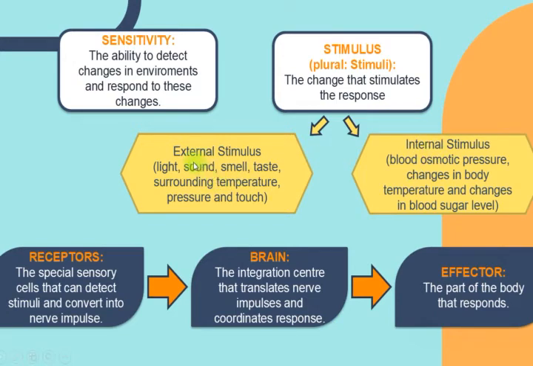What are examples of external stimulus? They are light, sound, smell of food, taste, and also surrounding temperature, pressure, and touch. All of these are external stimulus. Internal stimulus refers to the stimulus from inside the body that involves blood osmotic pressure, changes in body temperature, and changes in blood sugar level.